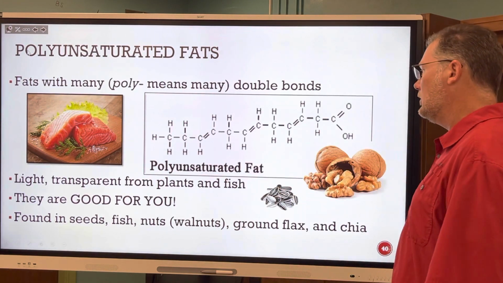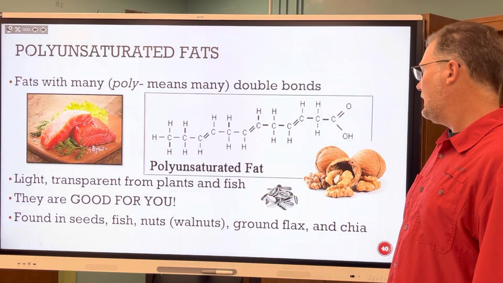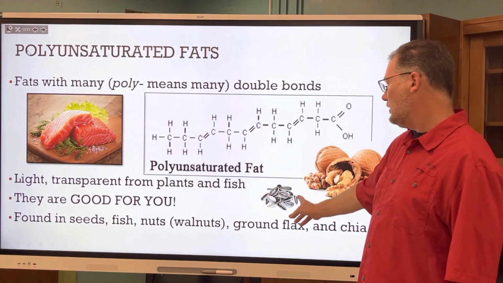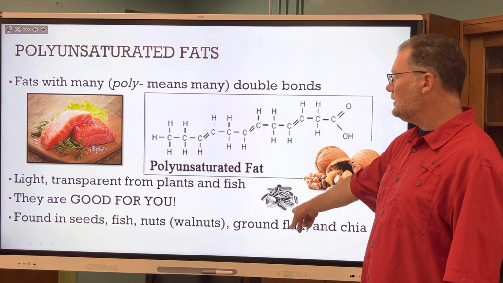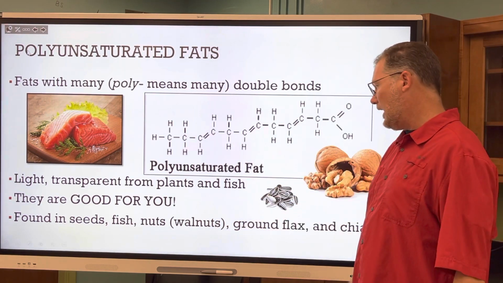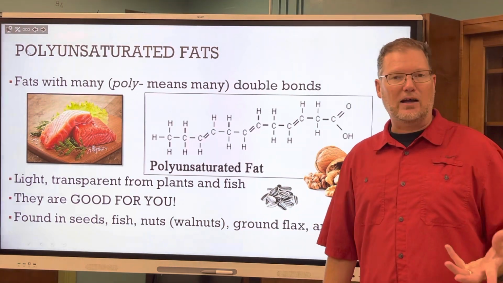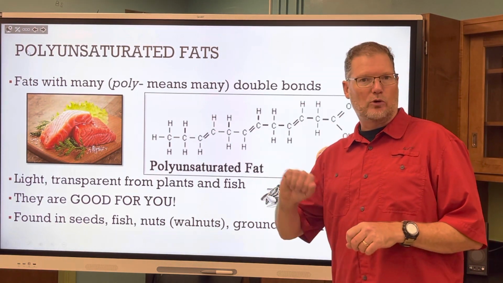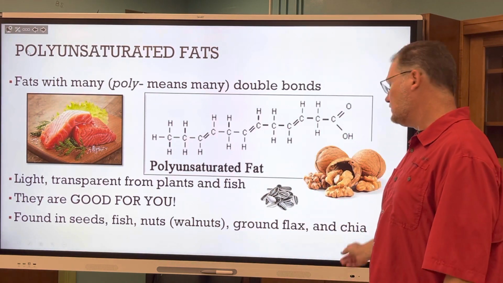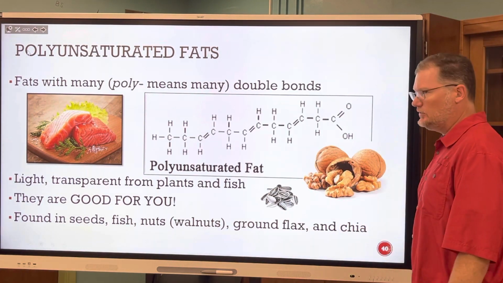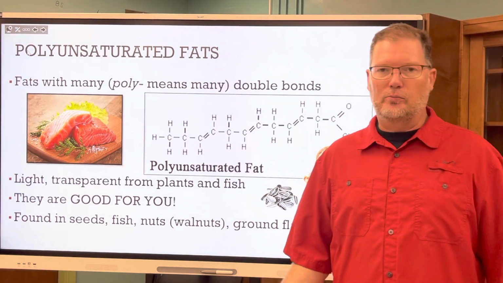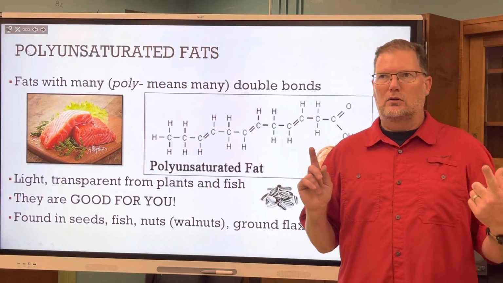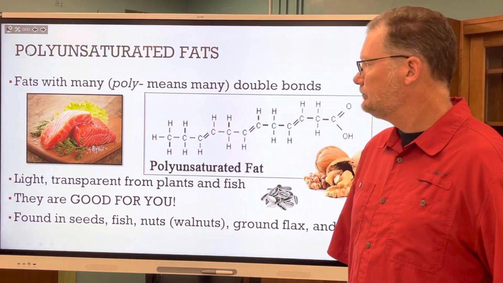Light, transparent oils from plants and fish. So they're found in walnuts and sunflower seeds, all kinds of seeds. Fish, again, something called ground flax seed that's ground up. I use it every day in my morning protein shake. Flax seed and chia seeds also. Chia seeds, you can buy all this stuff in Publix and in Whole Foods and Trader Joe's and all places like that.